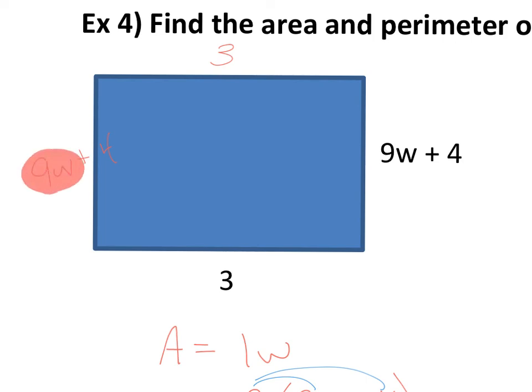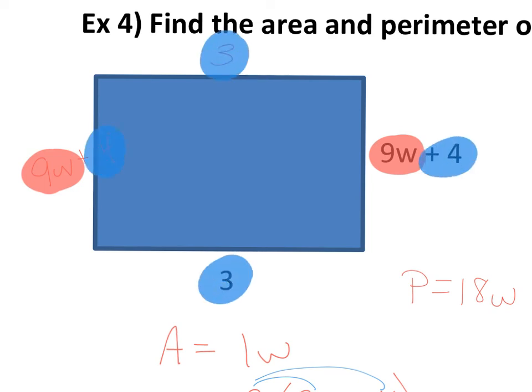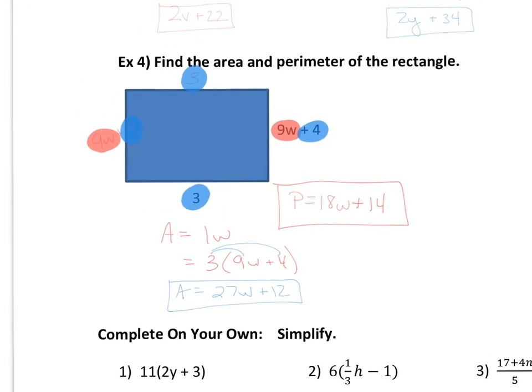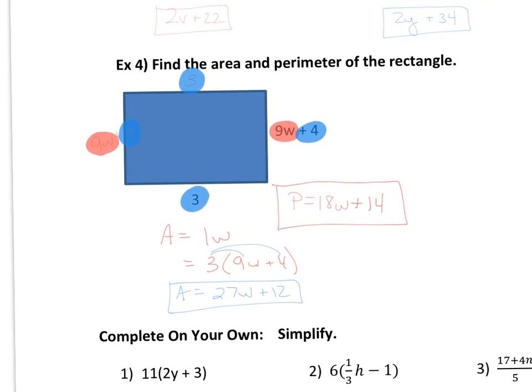So 9w plus 9w will be 18w. Right? 9 plus 9 is 18. And then on the next one here, I'm going to put the 4, the 3, the 4, and the 3 together. So 4 plus 3 is 7. So 7 and 7 would be 14. Oops. So I have 18w plus 14. And that's going to be my perimeter. So perimeter, again, add up all the sides, area, length times width, or distribute. Okay, that concludes the notes for lesson 1-7.